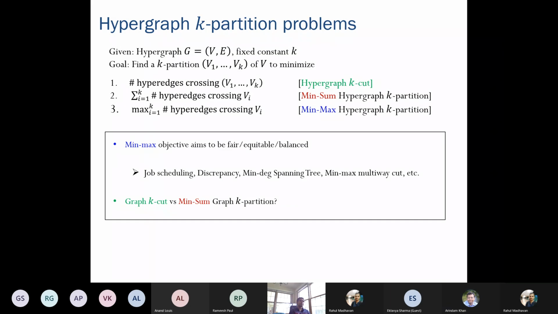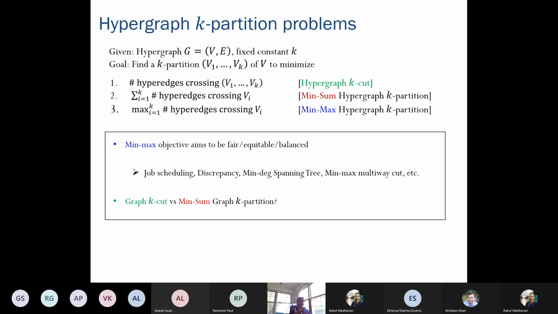Thanks. Right. So the first two problems are equivalent in graphs, but they're not equivalent in hypergraphs. In fact, all three objectives are not equivalent in hypergraphs. They lead to completely different solutions. That's the first remark.